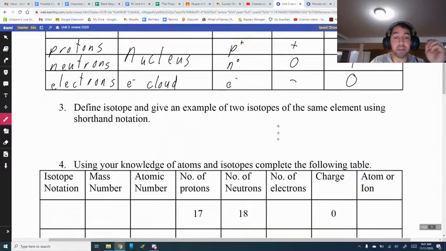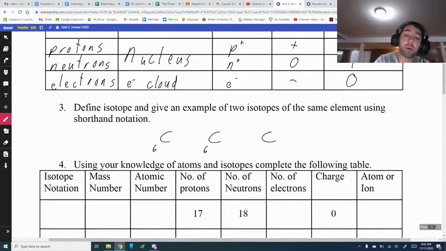So define isotope and give an example of two isotopes of the same element using shorthand notation. So an isotope is a different version of the same element. For example, carbon has three different isotopes. There's carbon 12, carbon 13, carbon 14. Okay. The only difference between those three different carbons is the amount of neutrons. And since the amount of neutrons is different, the mass number will be different. All carbons will have an atomic number of 6, no matter what. So the bottom left number is always going to be 6.